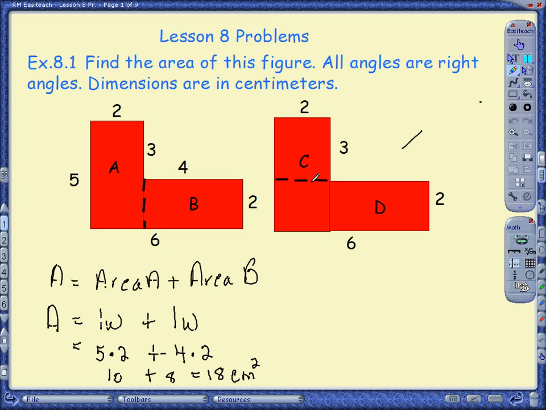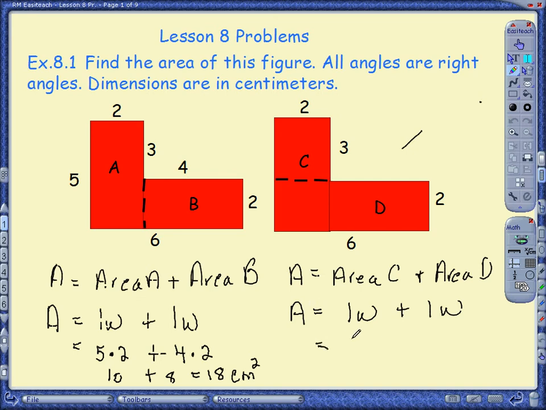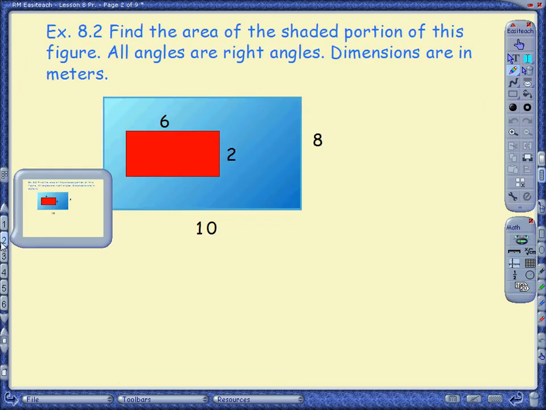Okay, in this, we've divided up a different way to get rectangle C and rectangle D. So these two areas are made up of the area of C and the area of D. We're going to add those two areas together. They're both rectangles. So we're going to do A equals L times W again. In rectangle C, we have a 2 width and a 3 for a length. So 2 times 3. In this, we have 6 times 2. The length is 6 and the width is 2. So we have 6 plus 12 equals, again, 18 centimeters squared. So no matter how you divide that up, it is going to be 18 centimeters squared.